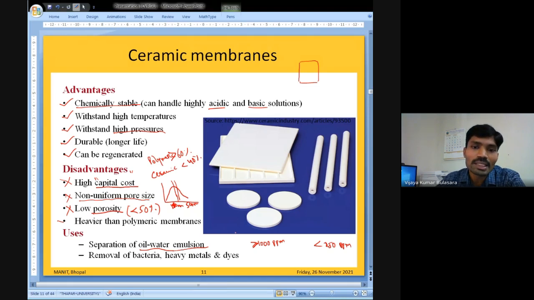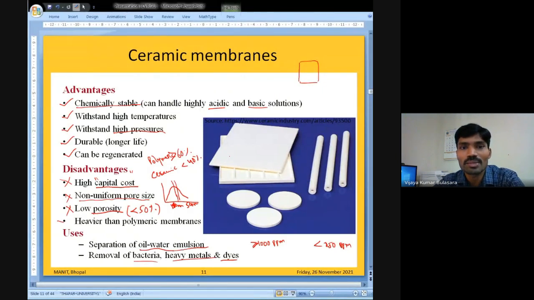So these require membrane separation for the treatment of stable oil water emulsions. Similarly, for removal of bacteria, heavy metals, and dyes, they also employ ceramic membranes. There are various other methods which have certain advantages and disadvantages, but as far as ceramic membranes are concerned, these are the major uses in wastewater treatment, that is, separation of oil water emulsion and removal of bacteria, heavy metals, and dyes.